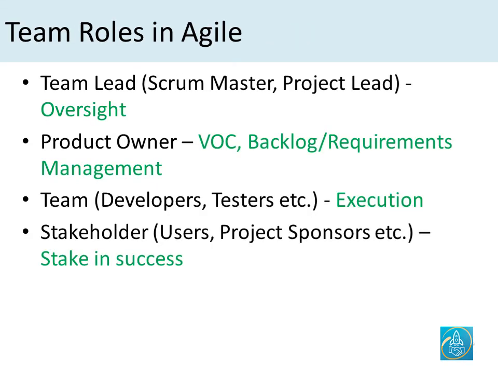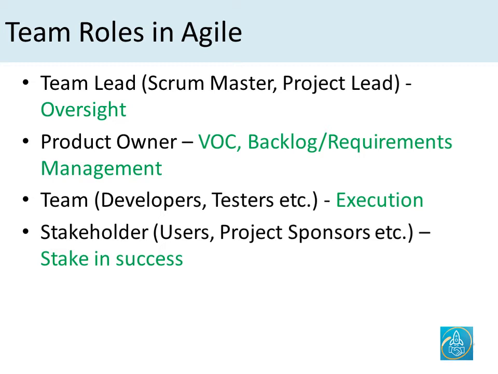Now let's take a look at other team roles in Agile that the product owner works with. The first one would be the team lead, and this would be titled differently based on the Agile methodology being used. It could be a Scrum Master, project lead, or there could be other titles. The role of this person is to provide oversight to the overall Agile process to make sure that the rules are being followed, there are no deviations, and if there are certain resource requirements, anything that it takes to make the overall process work, it is the role of the team lead.